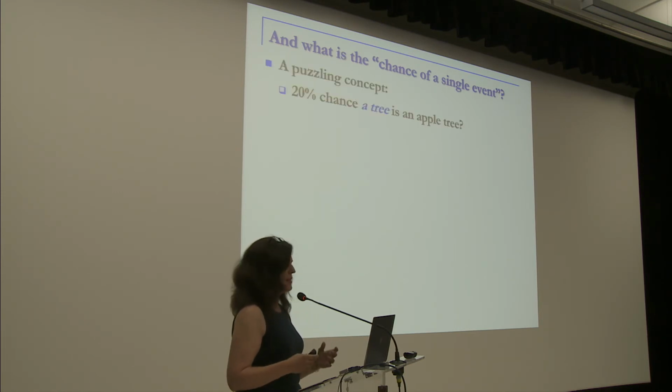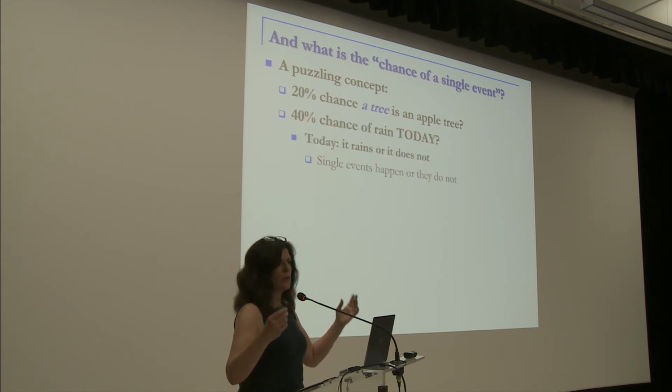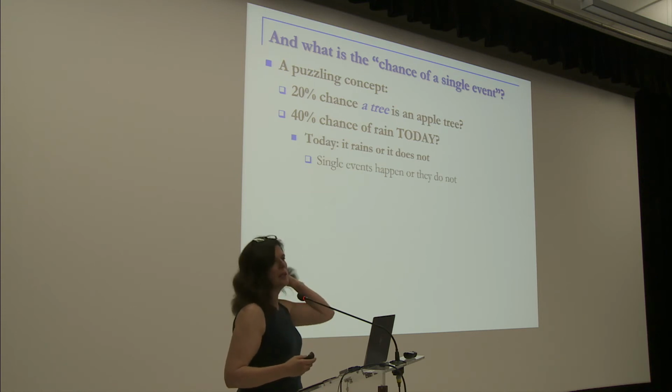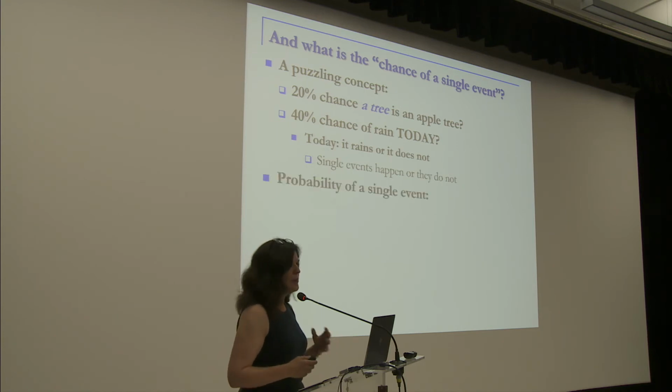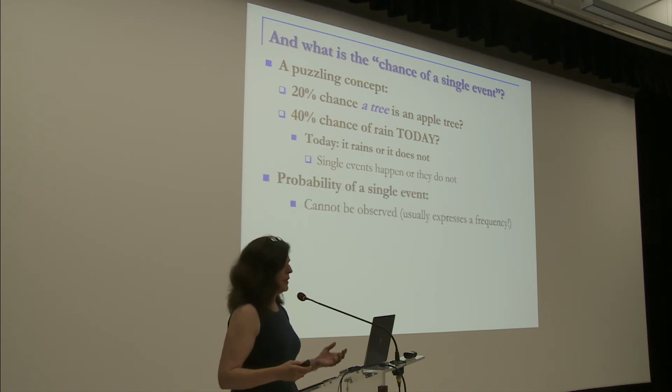A 20% chance that a tree is an apple tree. It's either an apple tree or it's not an apple tree. Or that when they say on the weather, there's a 40% chance of rain today. Today, it's either going to rain or it's not going to rain. Single events either happen or they don't. The probability of a single event cannot be observed.